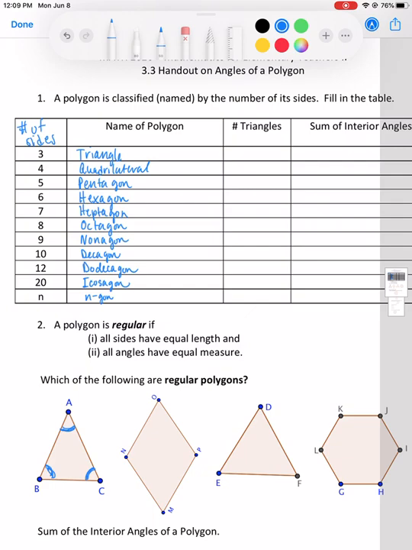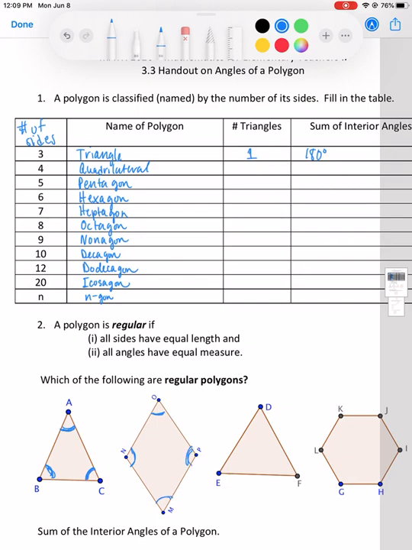I'm marking them with one mark, and we know that the triangle has one triangle in it, and the sum of the interior angles is 180 degrees. We've proved that before in the past with cutting off the angles, setting them next to each other, and seeing that they add up to 180 degrees. Now in a quadrilateral, here's an example of a quadrilateral down here on number 2. We have 4 angles here.